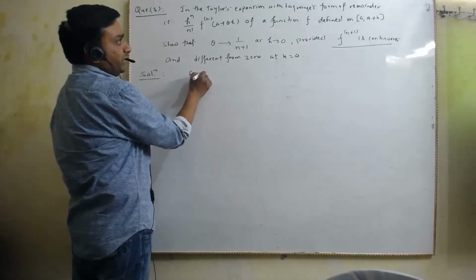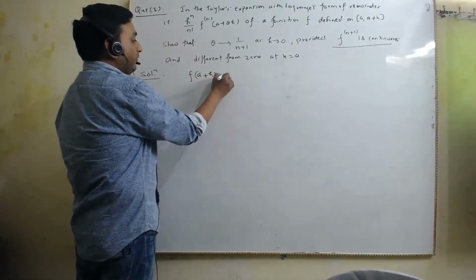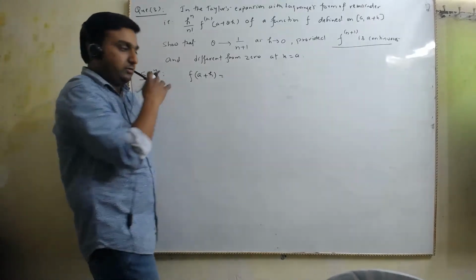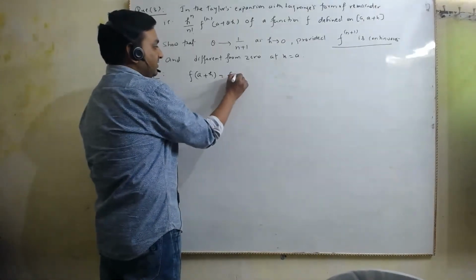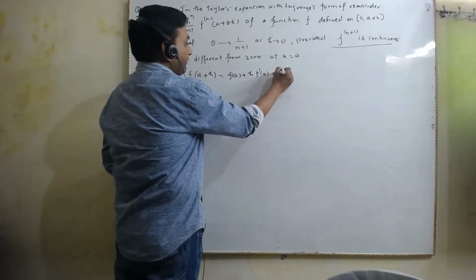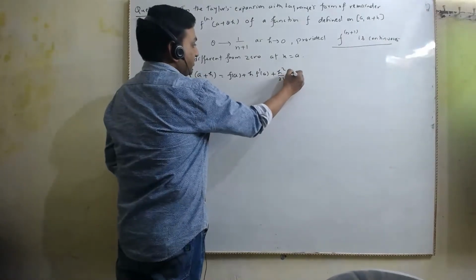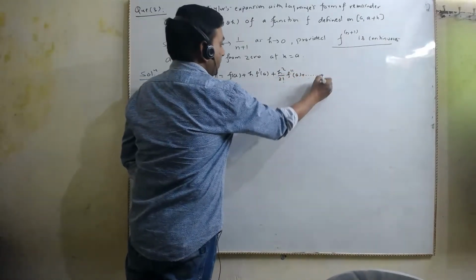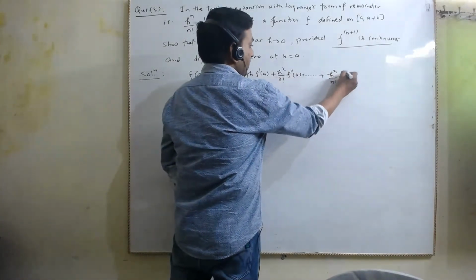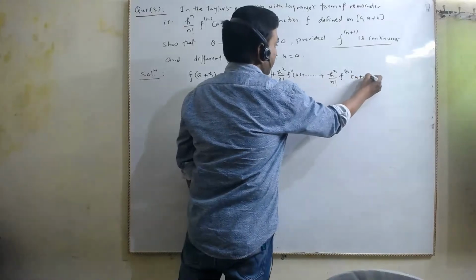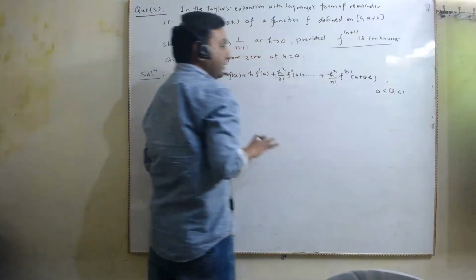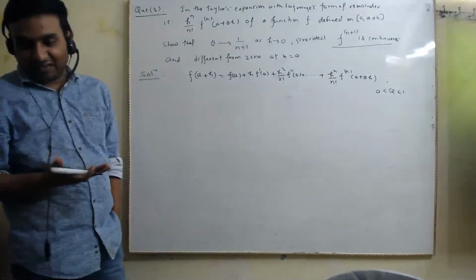So what I can do, from a to a plus h, I write f of a plus h. Please watch, I will revise everything here. f of a plus h can be written as f of a plus h into f dash a plus h square upon 2 factorial f double dash a, and so on up to h power n upon n factorial nth derivative at a plus theta h. Obviously, theta lying between 0 and 1. That we have practiced now.